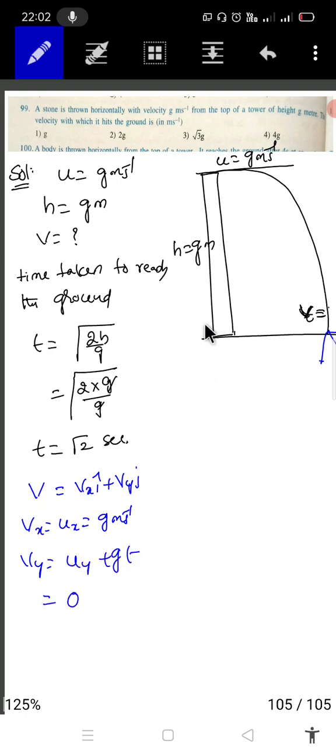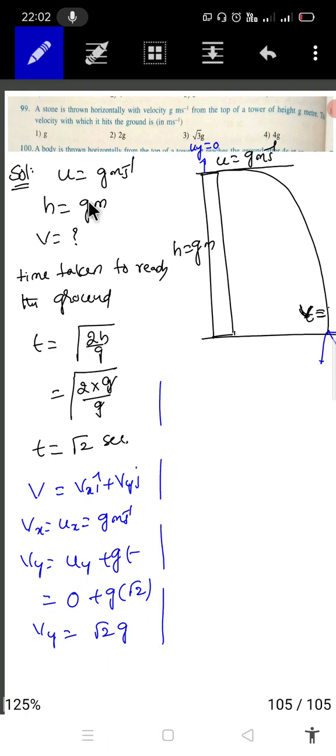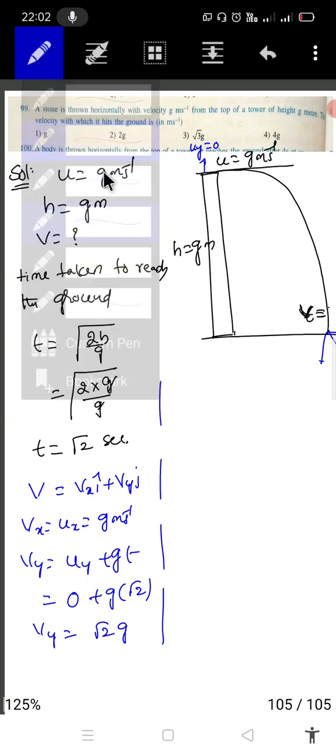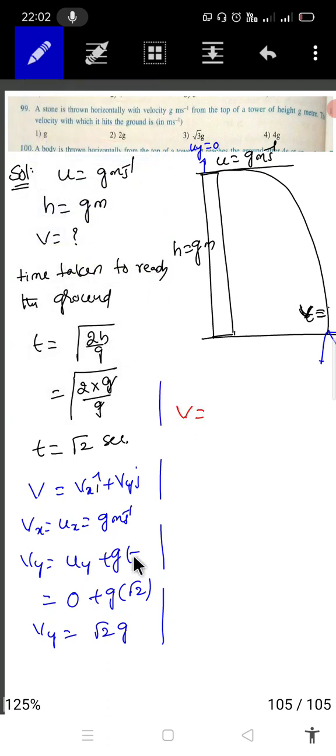Uy is equal to 0, since in any horizontal projection the initial velocity of the vertical component is 0, plus gt. T is equal to how much? Root 2 seconds. That means Vy is equal to root 2g. So now we are going to substitute these values in this equation. So V is equal to Vx is equal to g, so g i cap plus root 2g j cap.